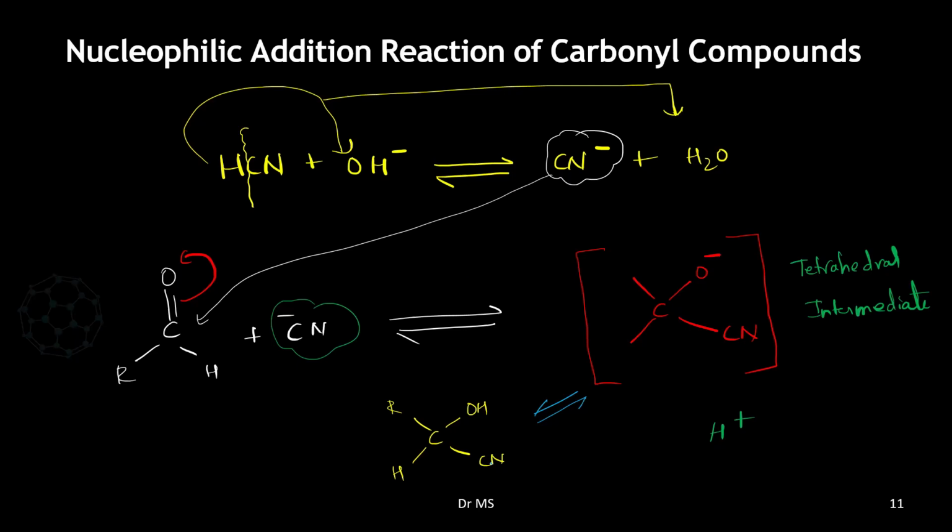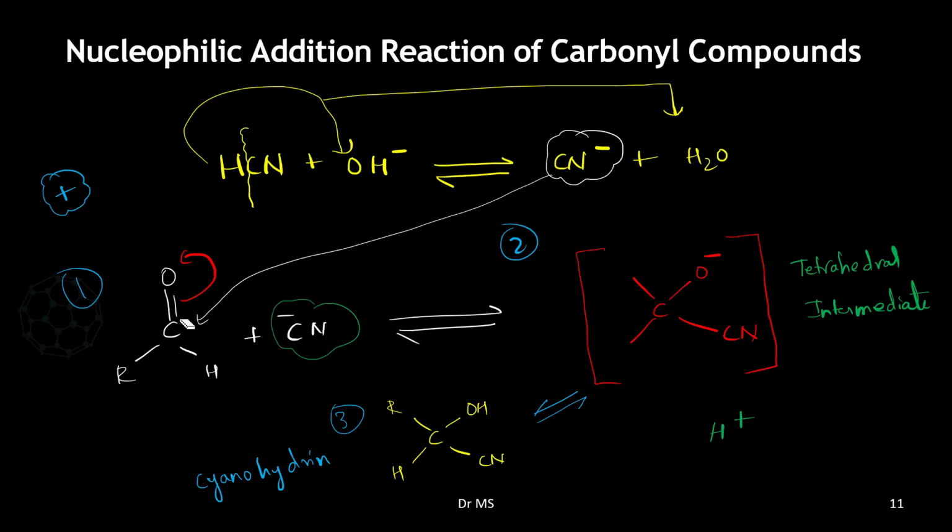So we call this a cyanohydrin. Just remember, this is 1, this is 2, and this is 3. So what happened here? We are taking an aldehyde, containing the carbon double bond oxygen. This carbon will be attacked by a nucleophile. What is a nucleophile? A nucleophile is a compound that is attracted to the positive charge.